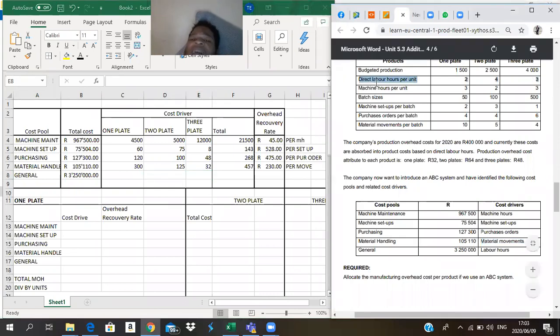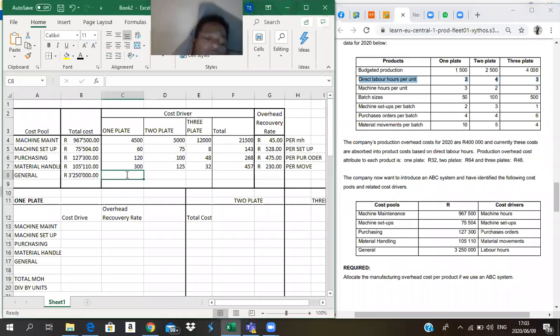They said direct labor hours per unit is two for one plate, four for two plates, and three for three plates. To get my total hours for one plate, I will take the hours per unit multiplied by the total units of 1.5. For two plates, I'm going to take this 4 multiplied by 2.5. For three plates, I'm going to take the three times the 4,000. So one plate equals 1.5 multiplied by 2. Do you guys understand?